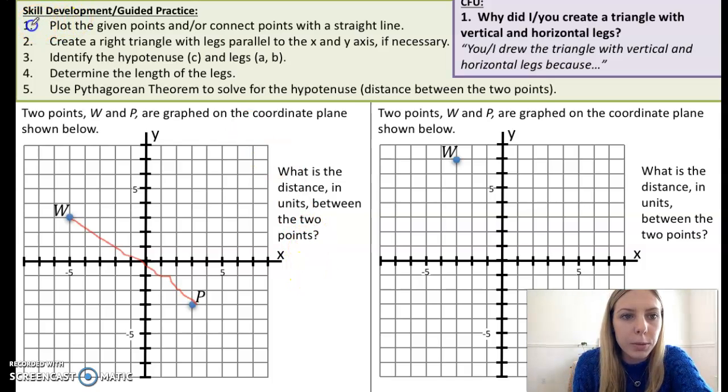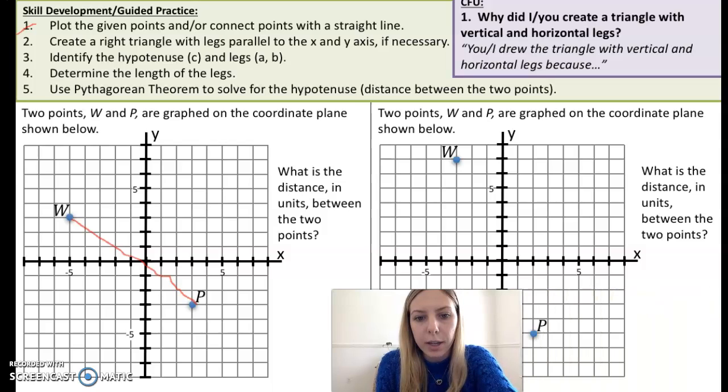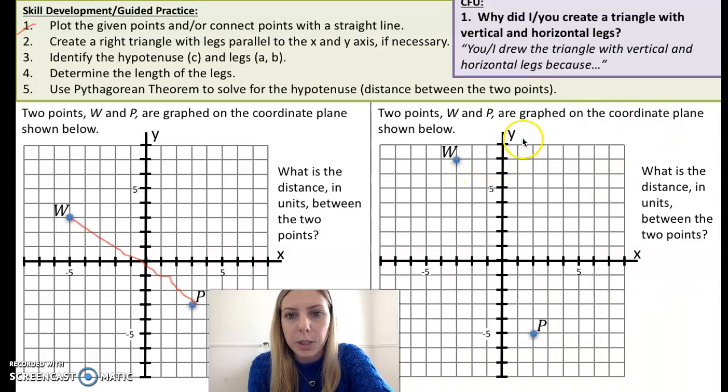Okay, so now we're going to work on your problem. I'm going to move myself over if I can, and see if we can look at yours now. Okay, let's read your directions first. So 2 points, W and P, are graphed on the coordinate plane shown below. So the same as mine. What is the distance in units between these 2 points? Okay, this is going to be your first step.